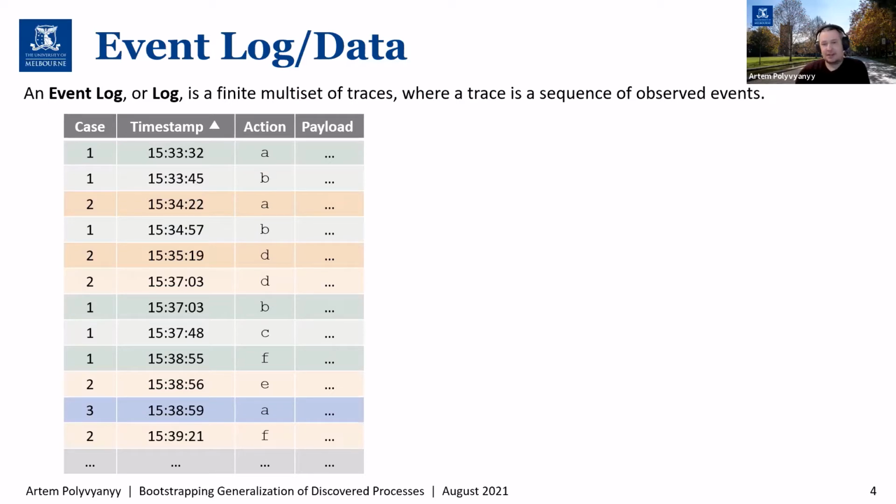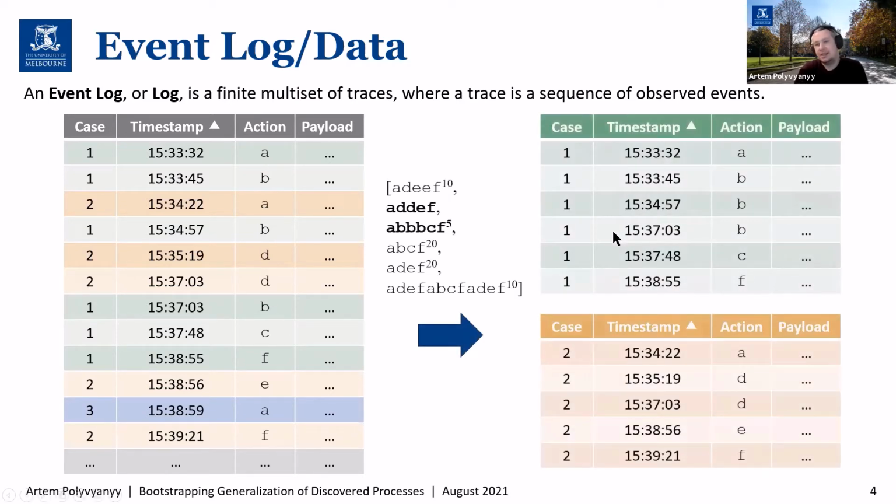So this is a typical event log, and we can also have a different perspective on it. We can see an event log as a multi-set of traces. By trace, we refer to all events with the same case ID. For example, here on the right-hand side, you see two traces extracted from the event log, ordered by their timestamp. They describe the evolution of the process instance that was happening in the real world.